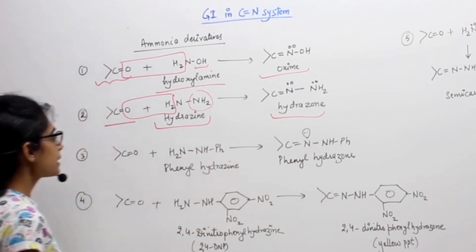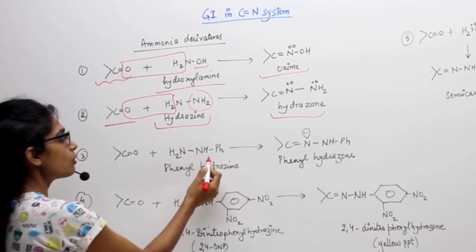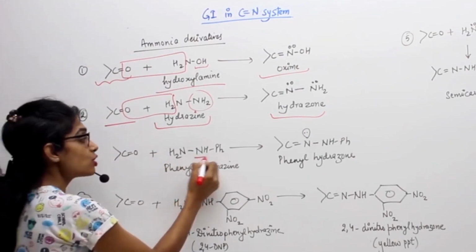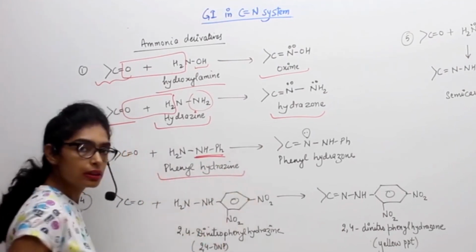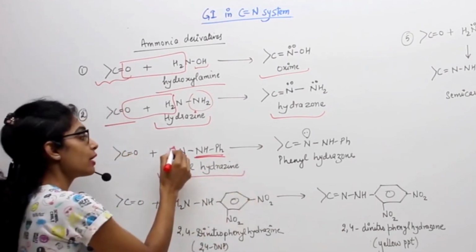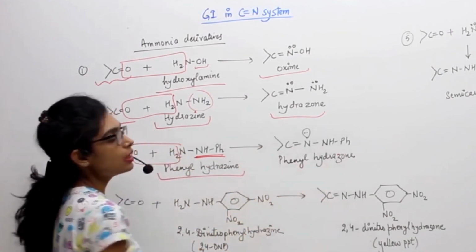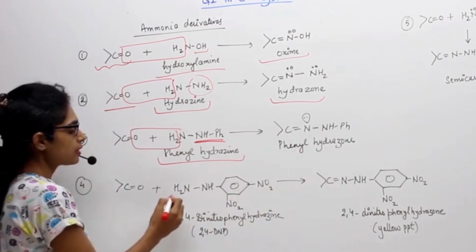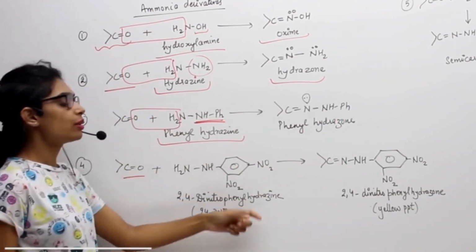Okay. Next is the same thing. Only difference is instead of NH2, NH2, you have NH benzene, and hence the group will be called phenylhydrazine. And when the reaction takes place, hydrogens from here will go along with the oxygen and will form phenylhydrazone. Next is again a carbonyl compound and 2,4 dinitrophenylhydrazine.